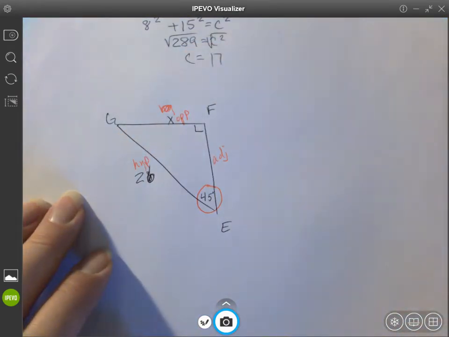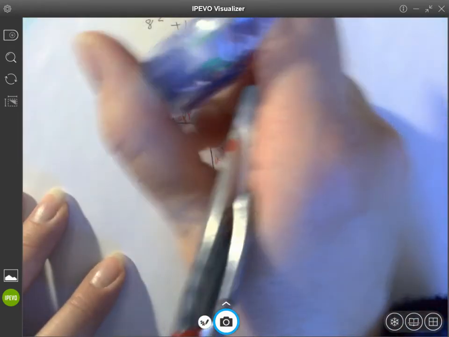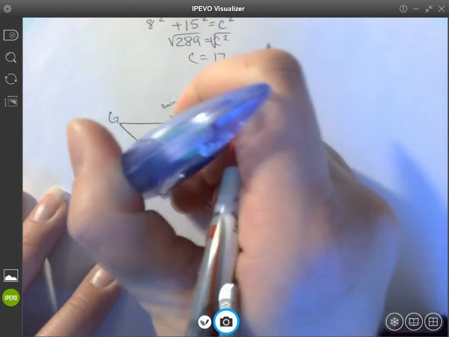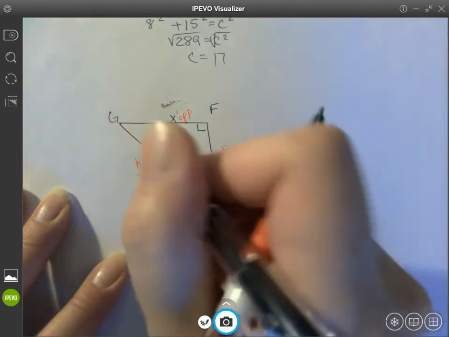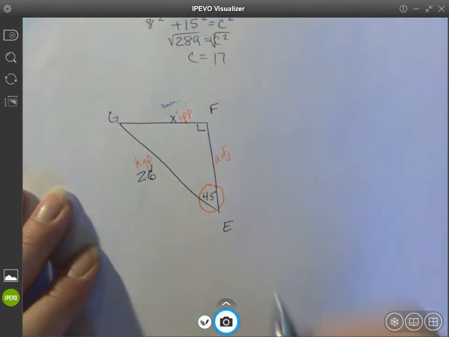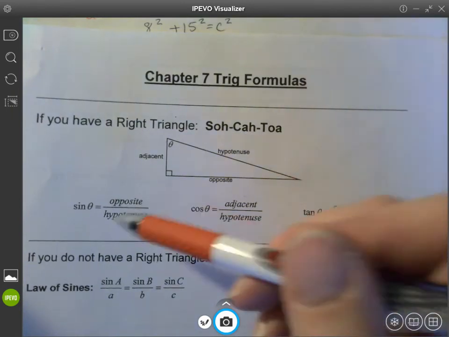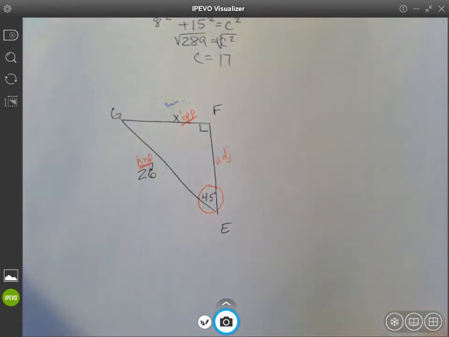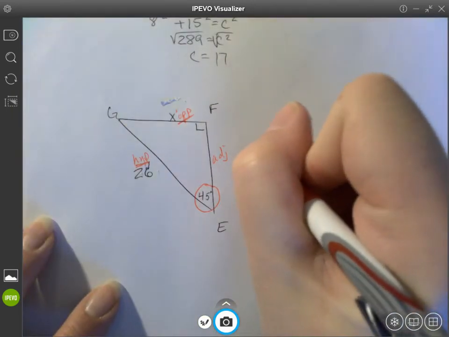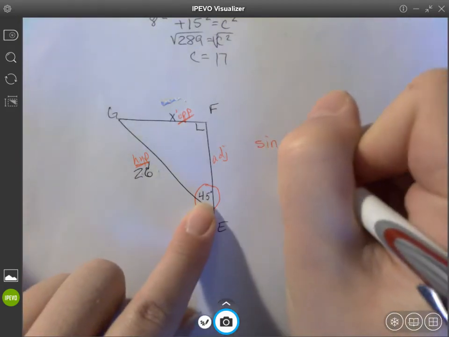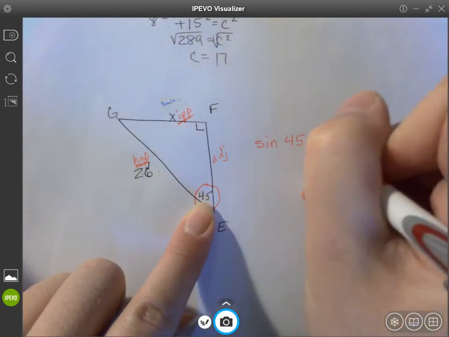So with that information in mind, what trig function am I going to use if I have hypotenuse and opposite? So I would look at this. It'd be opposite and hypotenuse. That would be my sine function. So in this one, I'm going to write that I have the sine of angle E. So instead of writing E, I have the angle.